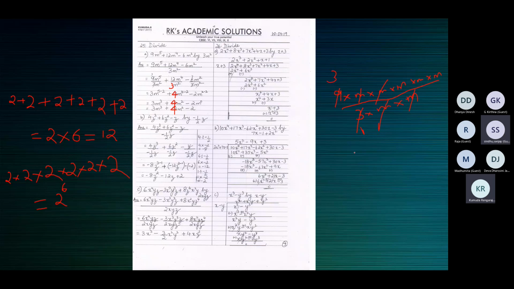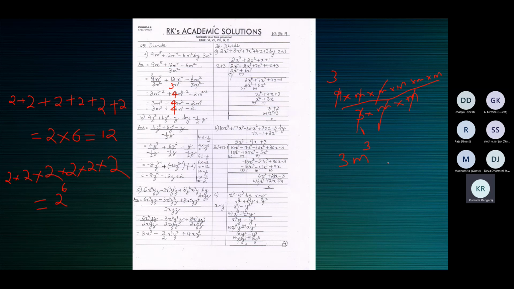What is in the denominator? Everything is cancelled. So what do you have in the denominator? 1, ma'am. So you can ignore the denominator. What do we have in the numerator? 3m cube, because we have 3 into m into m into m. And we know that repeated multiplication can be expressed in the exponential form. So m into m into m is m to the power 3, because 3 times. That's how we get 3m cube.